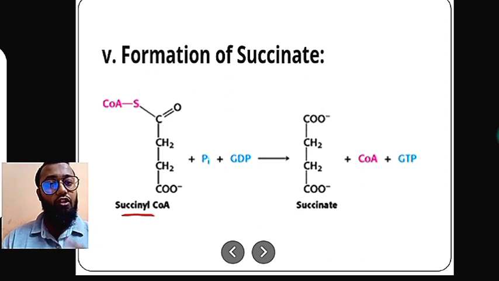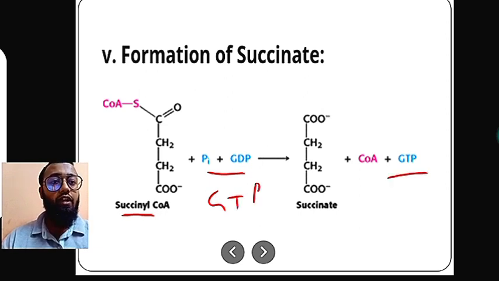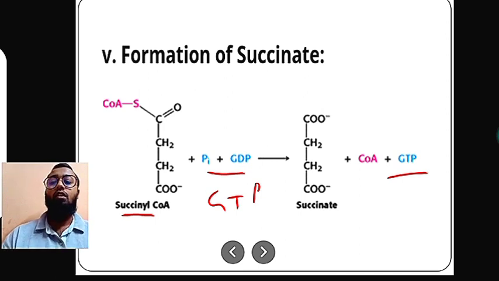As I earlier told in my videos, substrate level phosphorylation is where the inorganic phosphate is added to the GDP, and the formation of GTP is there. You can see the formation of GTP is there, and it is a substrate level phosphorylation reaction. And the formation of succinate is also there.